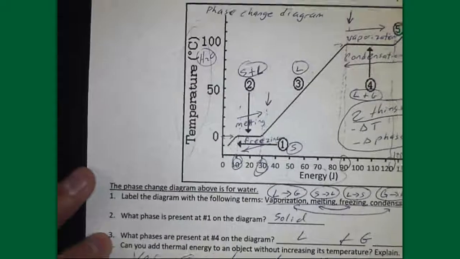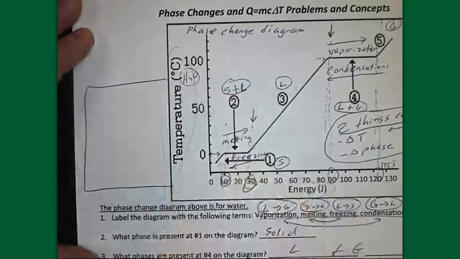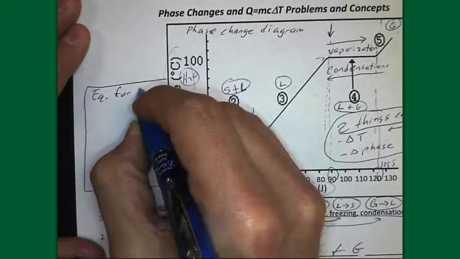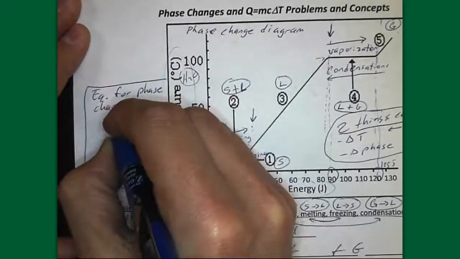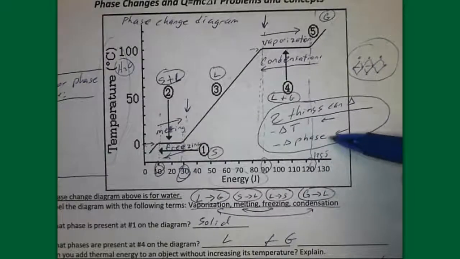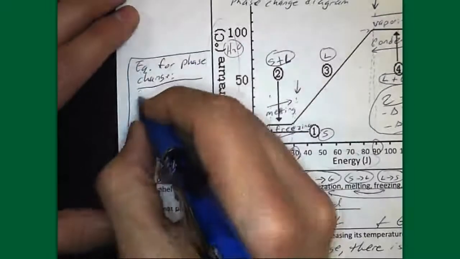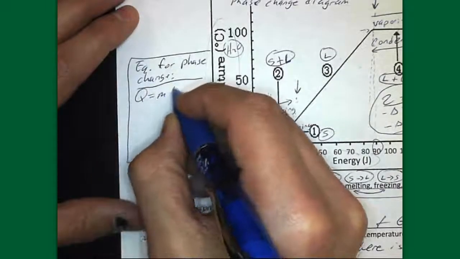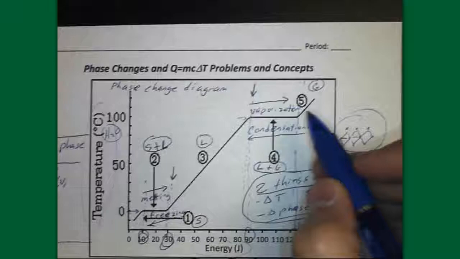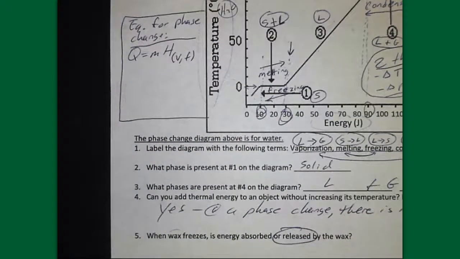All right, at this point on your notes, we need to go over a little bit of math, and I want you to draw a box over here on this side and write this. EQ stands for equation. There's an equation you need to know for phase changes. This is a phase change diagram, and remember that at any one time you can either have a change in temperature or a change in phase. If there is a change in phase in the problem you're reading, your equation to use is this: Q equals mH, and H can be either V for vaporization, so here's vaporization, or F for fusion.